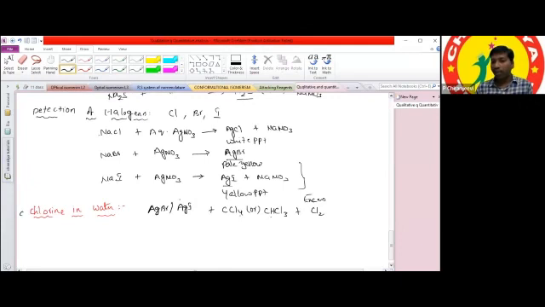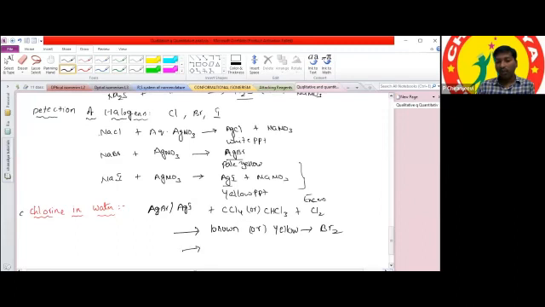For that, if you add an excess amount of chlorine, and you get a brown or yellow color, that indicates the presence of bromine. Which color will you get? You will get a brown color or yellow color. So if you get a yellow or brown color, it indicates the presence of bromine.